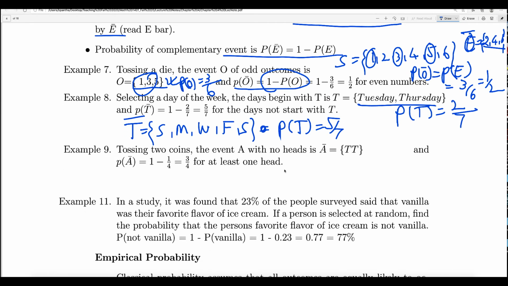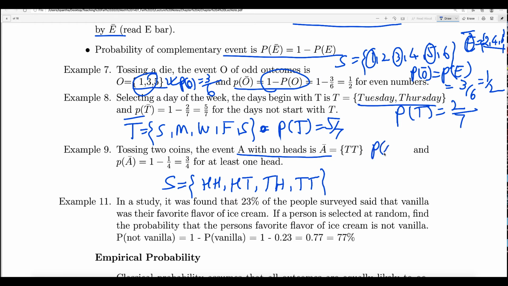Tossing two coins, the event A with no heads will be TT, because when you toss two coins, the sample space will be head on both coins, head on the first and tail on the second, tail on the first and head on the second, and then tail on both, right? So the event with no heads is just this one, TT. The probability of A bar is 1/4, because there is only one outcome there, and then there are a total of 4 outcomes. And P(A bar) will be 1 minus 1/4, that is 3/4.